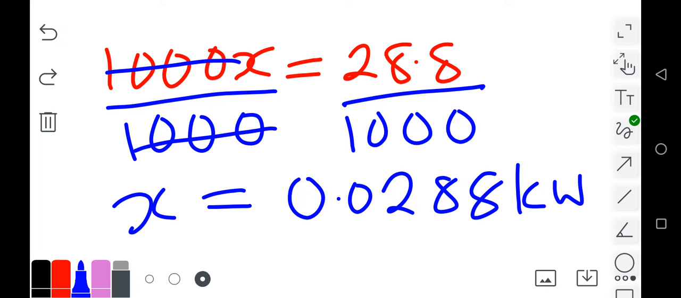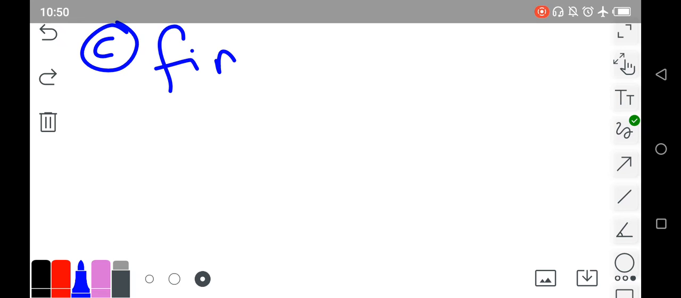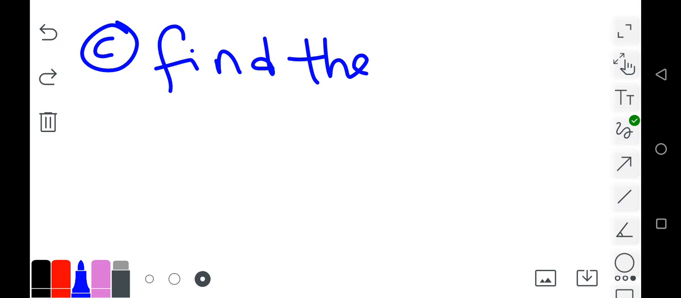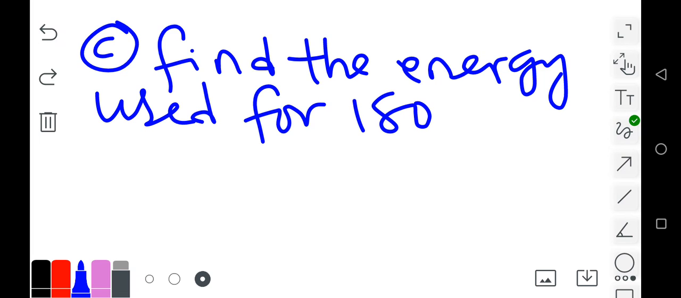How much energy has been used for 180 hours? So our third step is find the energy used for 180 hours. So what's the formula for energy?